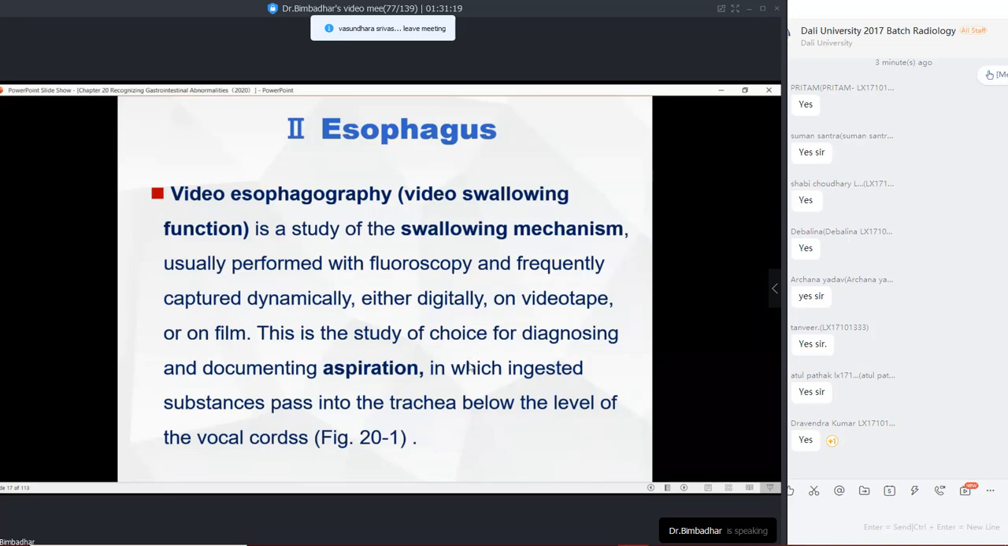In most patients where we suspect aspiration pneumonitis, and reflux, this is happening because the lower esophageal sphincter is incompetent, so the food contents present inside the stomach rebound back into the esophagus and eventually pass down into the trachea, causing aspiration pneumonitis. So this is the choice of investigation. A biphasic examination or video esophagography is the choice of investigation for documenting aspiration.